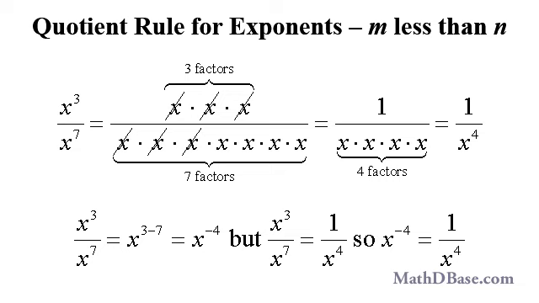Applying the quotient rule for exponents from the beginning, we would have x to the 3 minus 7, or x to the negative 4th. In order for the rules to be consistent, x to the negative 4th has to be equal to 1 over x to the 4th. Now that we have rules for 0 and negative exponents, we can say that the quotient rule for exponents is valid when m and n are any integers.